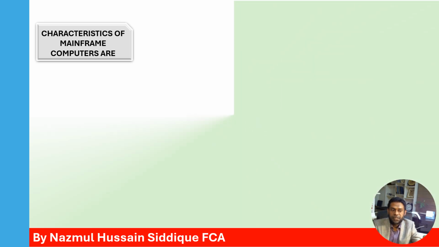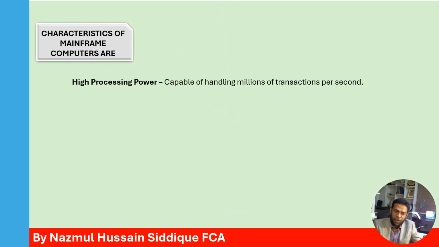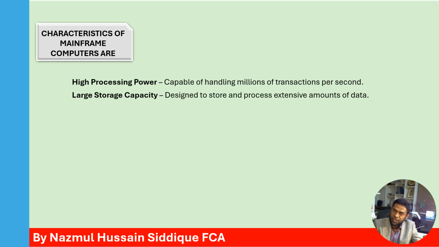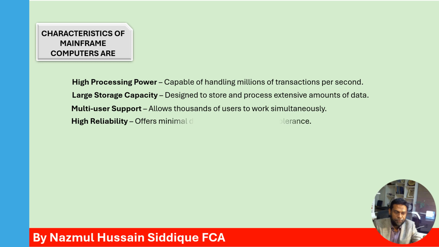Next, the characteristics of mainframe computers. High processing power. Mainframe computers are capable of handling millions of transactions per second. Large storage capacity. This sort of computer is designed to store and process extensive amounts of data. Multi-user support. Mainframe computer allows thousands of users to work simultaneously.